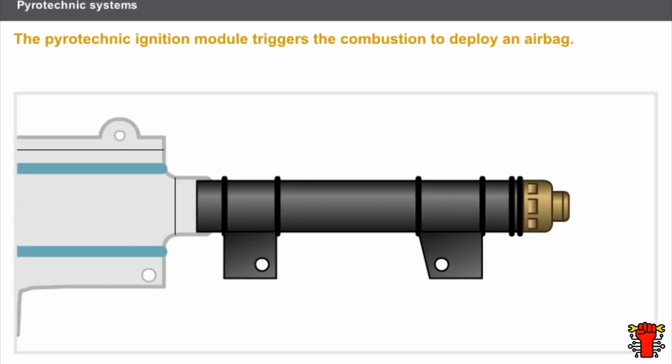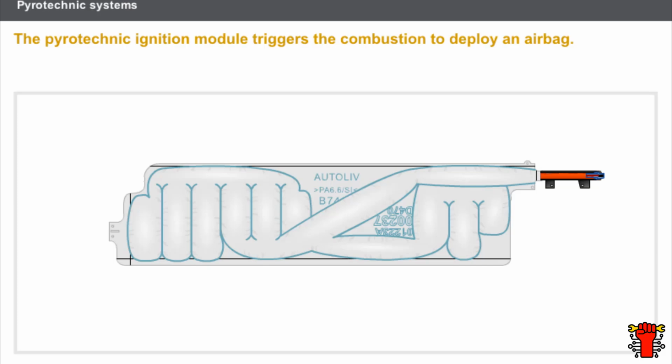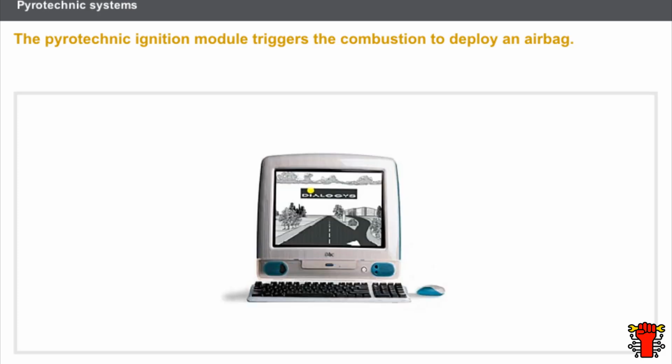The pyrotechnic ignition module triggers the combustion to deploy an airbag. The pyrotechnic ignition module contains a filament encased in the propellant. When the electrical signal from the computer crosses the filament, the propellant ignites instantaneously. Combustion of the propellant generates the gases needed to inflate the airbag. Before checking a gas generator, you must consult the safety recommendations contained in the technical documentation.